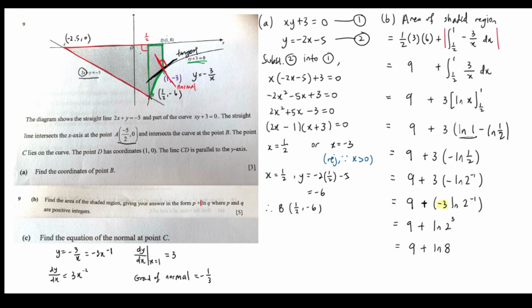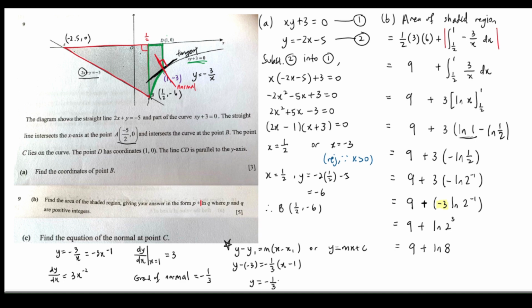Now to find the equation of the normal, you have two ways. y minus y1 equals m times x minus x1. You should know this equation from your A math. Or you can also use y equals mx plus c. But the first method is better. So you can just simply plug in the coordinates of point C, where the y coordinate is -3, the gradient is -1/3, the x coordinate is 1. Rearrange, expand it, it will be negative y equals -1/3 x minus 8/3, and this is my answer in part C.